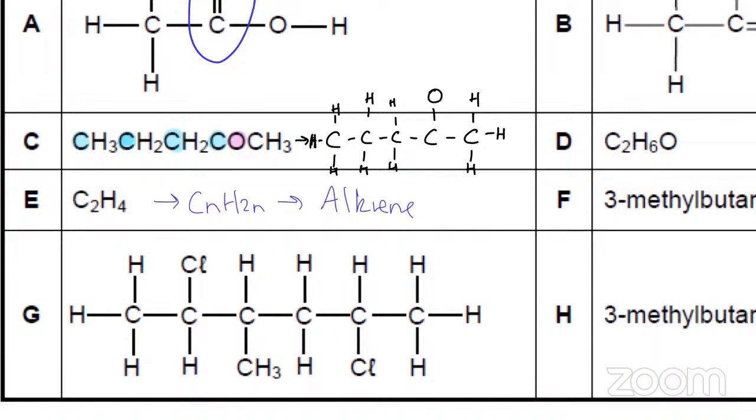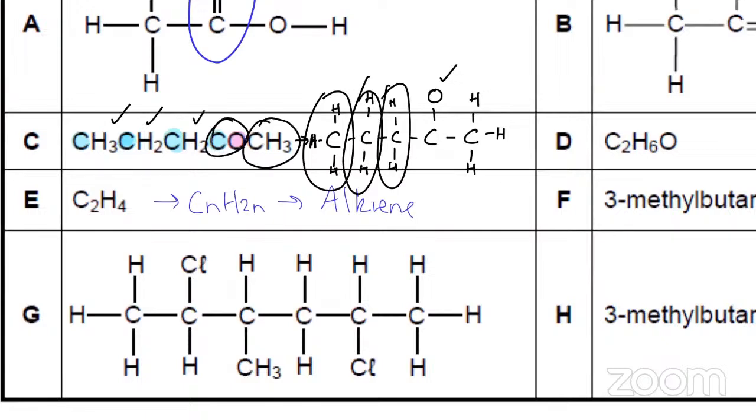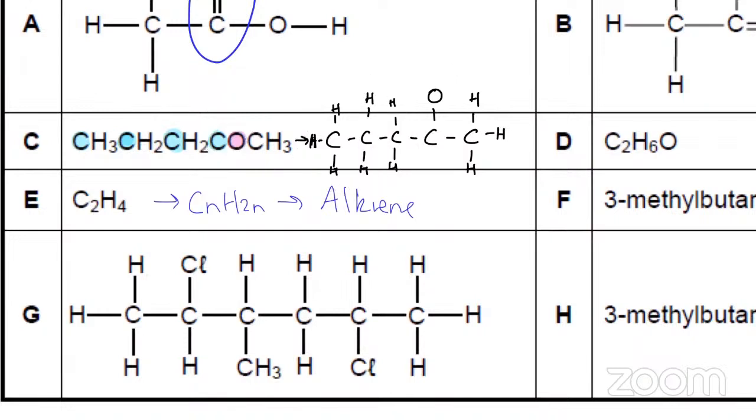Okay, I hope this makes sense. Up until this point, it makes sense of how I've drawn it from the semi-condensed. Because CH3, check, CH2, check, CH2, check, CO, check, CH3, check. I have everything that's in the semi-condensed. I'm not missing anything. I have it in my structural formula. There's one thing that's missing though.